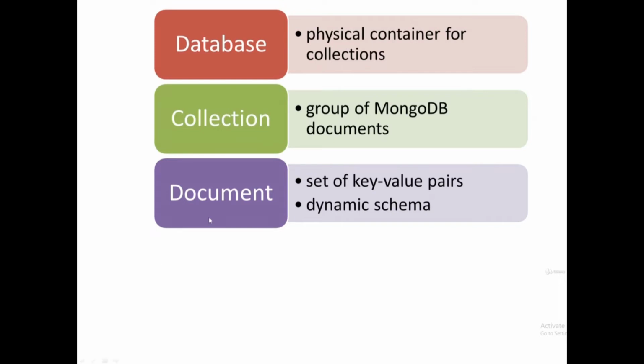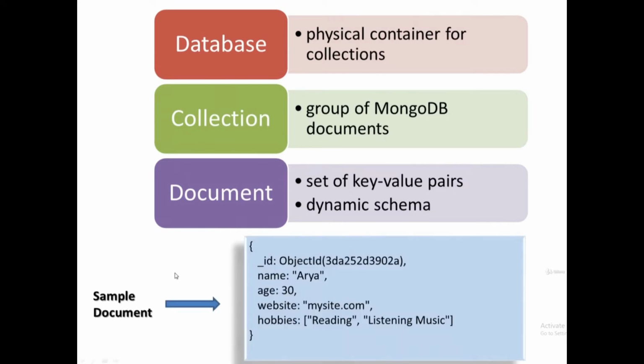The next concept is document. A document is a set of key value pairs, and documents have a dynamic schema, as we discussed earlier. Dynamic schema means that documents in the same collection do not need to have the same set of fields or structure. For example, this is a sample document in a JSON-like structure.